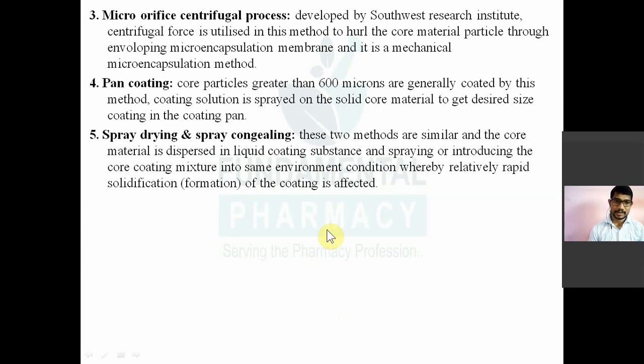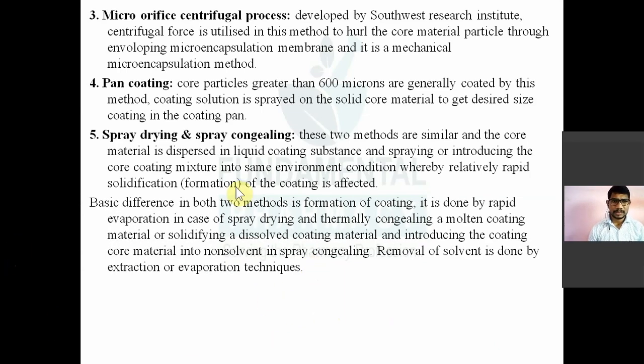Spray drying and spray congealing. So actually the basic difference in the two methods is the formation of coating. So the difference is between the formation of coating. It is done by rapid evaporation in case of spray drying. Spray drying में क्या होता है आपको मालूम है. स्प्रे ड्राइंग में हॉट स्प्रे ड्रायर देखा है आपने कि हॉट एयर आता है, ठीक है, और वहां से उसका एकदम मॉइस्चर निकल जाता है.